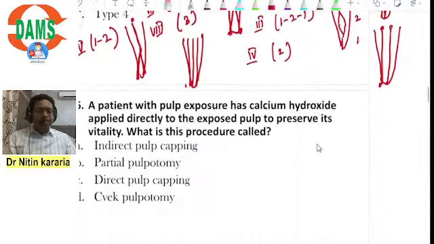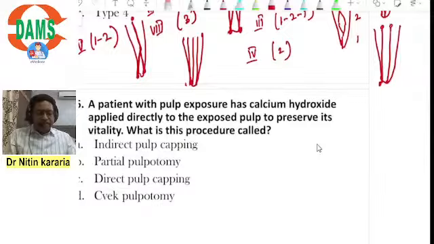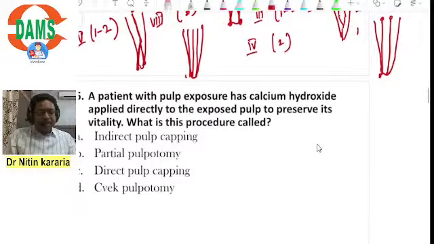Coming over to the next question. A patient with pulp exposure has calcium hydroxide applied directly to the exposed pulp to preserve its vitality. What is this procedure called? A very straightforward and simple question. Direct pulp capping, partial pulpotomy, direct pulp capping, or SVEC pulpotomy.